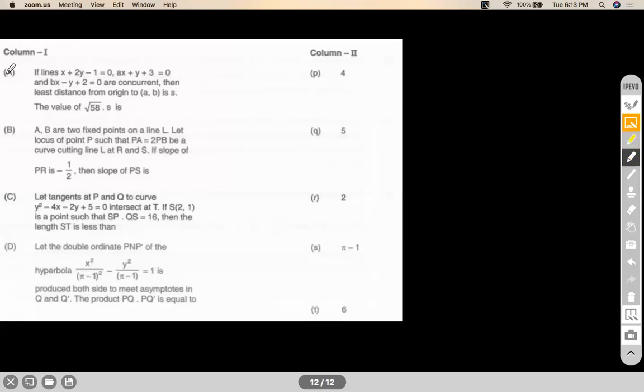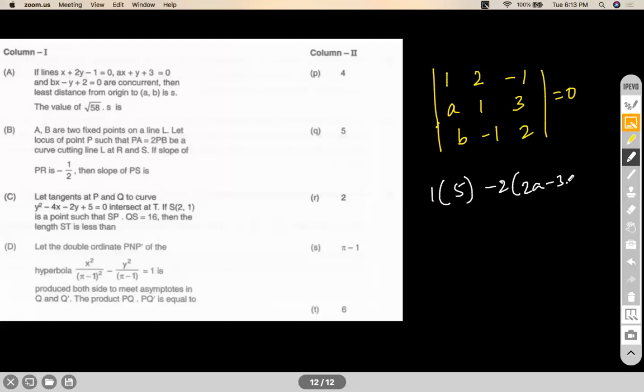Okay, let's discuss. See guys, let's look at the A part of the question. It says that these three lines are concurrent. The condition for concurrency is that this determinant should be equal to zero. Correct? So if you simplify this, what will you get? So one, we'll have 2 minus minus 3, which is 5. Then we have negative 2, 2a minus 3b. And then we have negative 1, minus a minus b. This should be equal to 0. So on simplification, this will give you minus 3a plus 7b plus 5, correct? This is equal to 0. Yes or no?